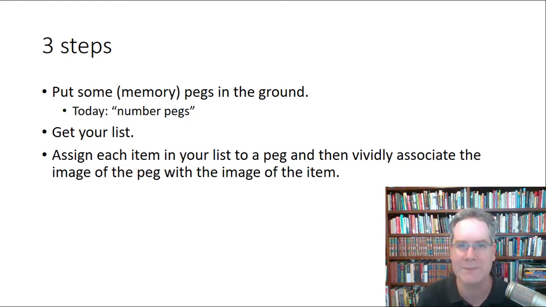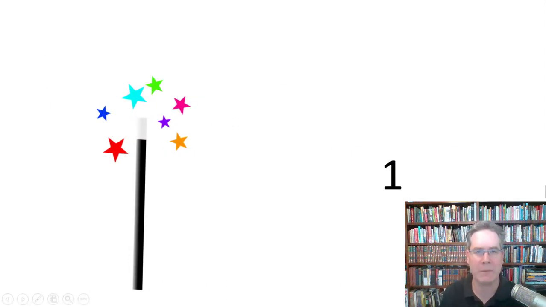So let's get started. Let's start with our pegs. Number 1 looks a little bit like a magic wand. And you can see the magic wand that I use tends to have these little stars sticking out of the top. You can use a paintbrush or a pencil or anything that looks that shape. Just something that looks like a number 1 that you're going to remember.